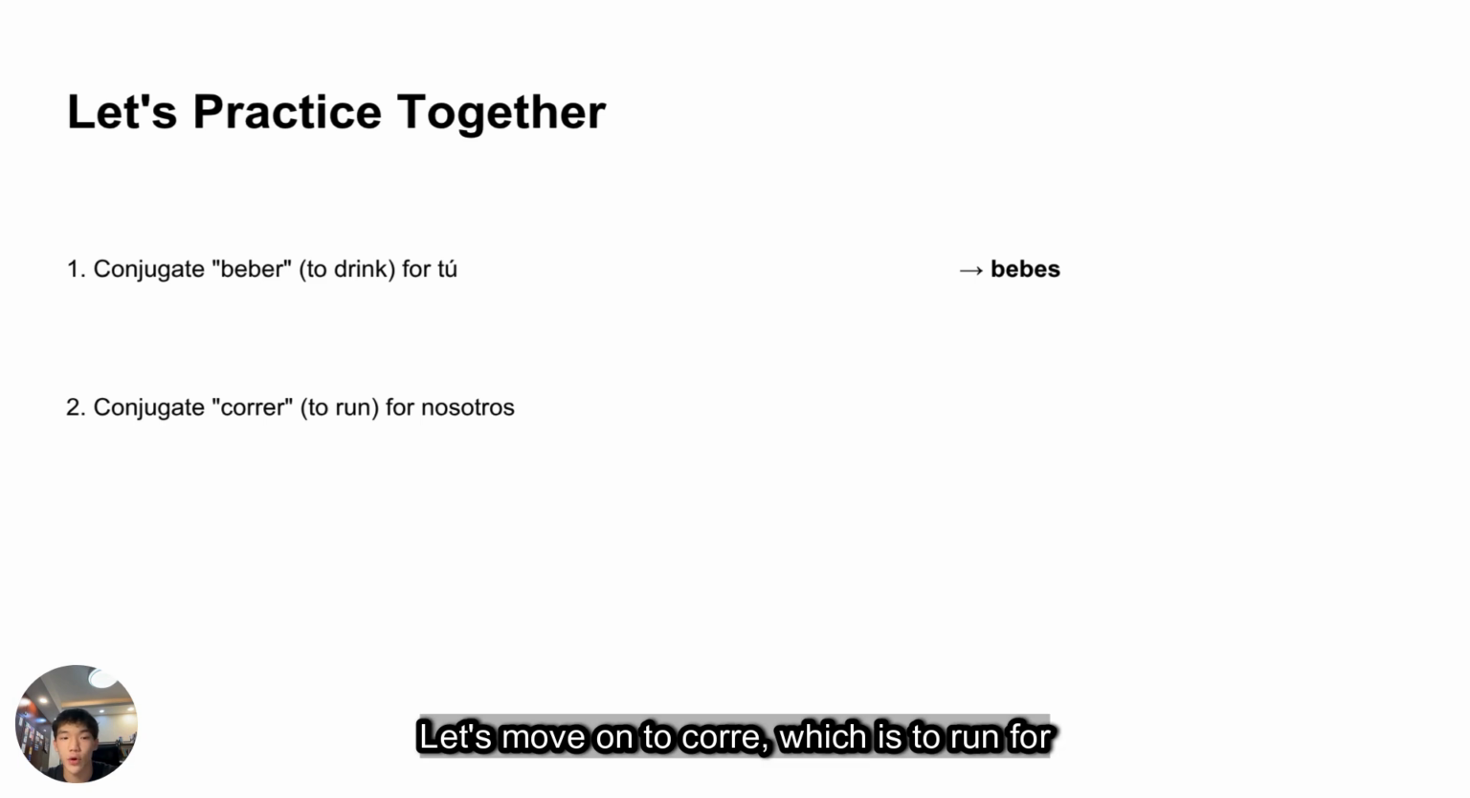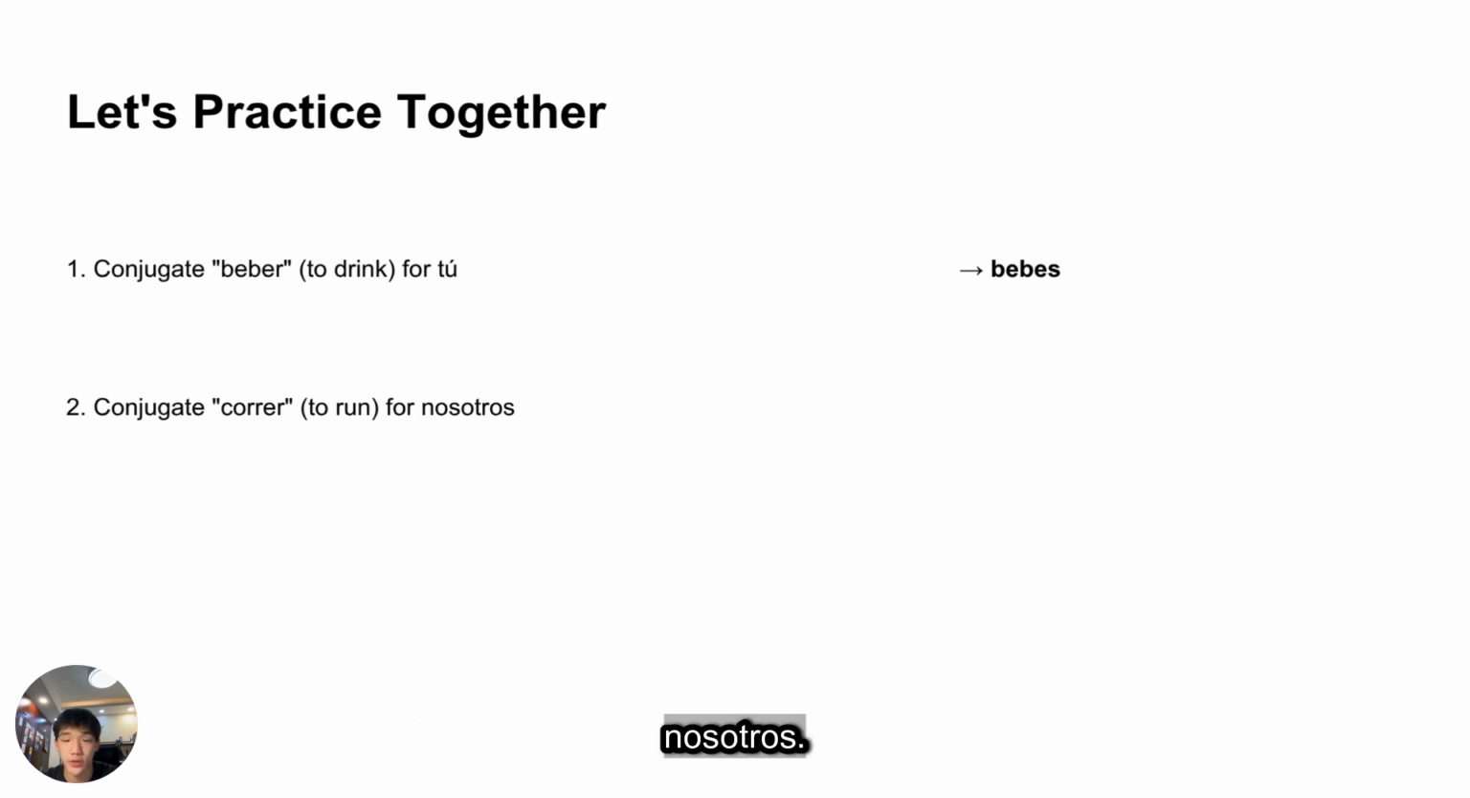Let's practice together. We just talked about beber. Can you conjugate it for tú? If you said bebes, you'd be correct. Let's move on to correr, which is to run, for nosotros. Remember, nosotros means this group, so then you're able to have corremos. Remove the ER and add EMOS. Let's do leer. Leer for él, which is he, is lee.